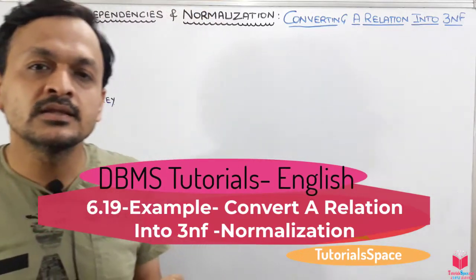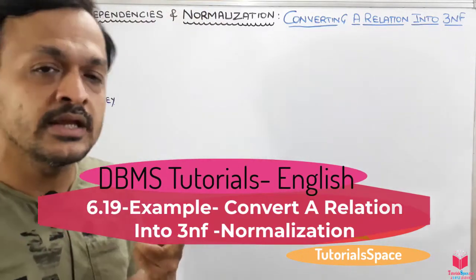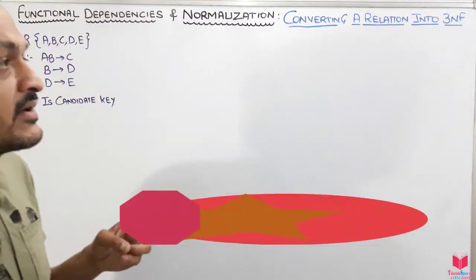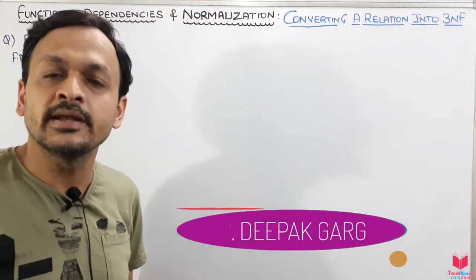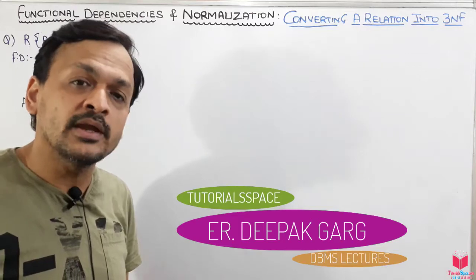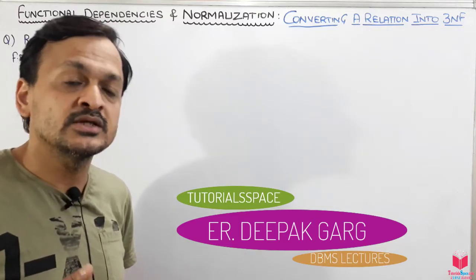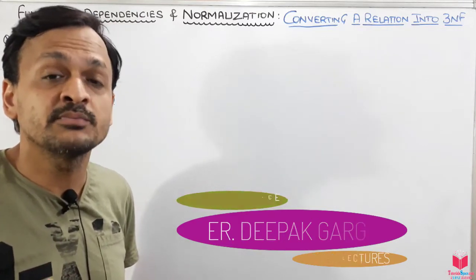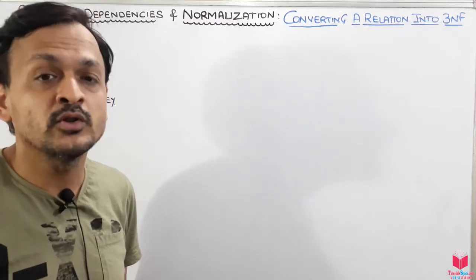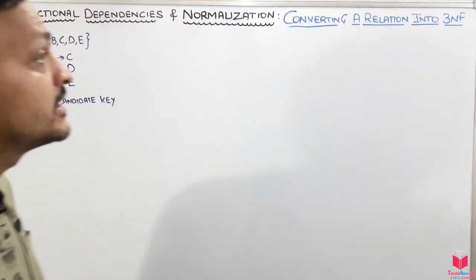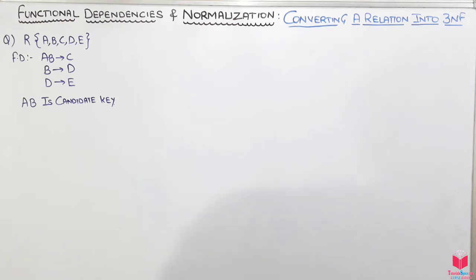We have already done the 3NF form, where we have seen that there are two conditions which should be satisfied for converting a table into a 3NF form. The first is that the table should be in 2NF, and plus there should be no transitivity relationship or functional dependency between non-prime keys. So let's see how we can convert a relation into 3NF form.